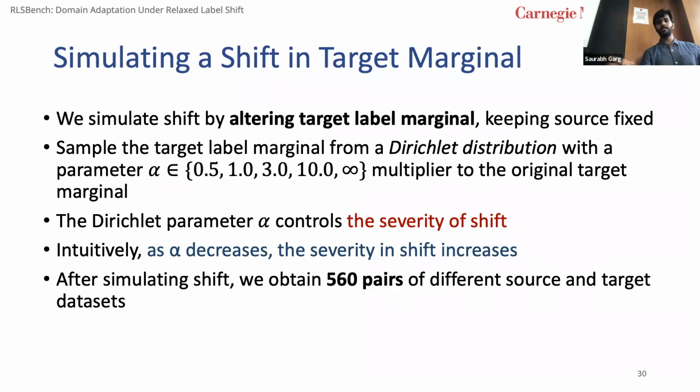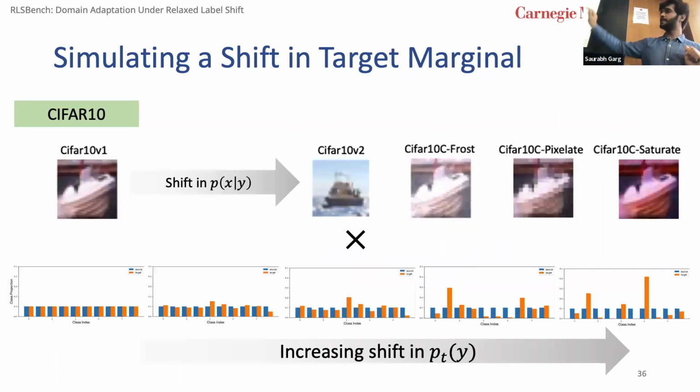Okay. And as I mentioned before, because these datasets do not show any default shifts in label proportion, we simulate shift by altering the target label marginal, keeping the source fixed. How do we do that specifically? We sample different label proportions from a Dirichlet prior, where we vary the prior parameter alpha. That is, the lower the alpha, the more severe the shift. By doing that, we obtain pairs of source and target. And this slide shows how we actually simulate shifts. We have these different shifts in P of X given Y, and for each shift in P of X given Y, we have different proportions of label shift.